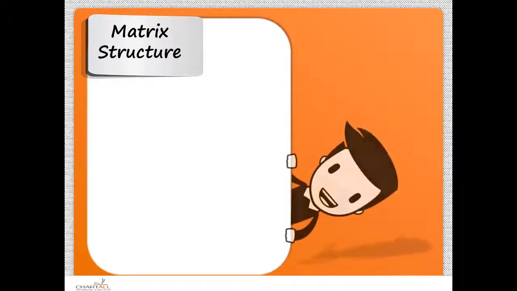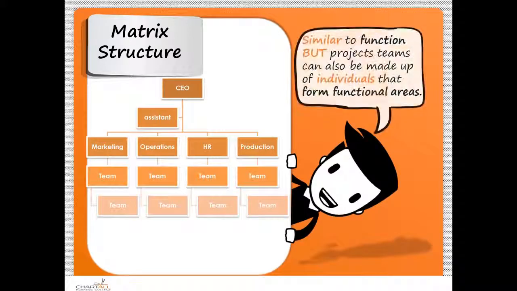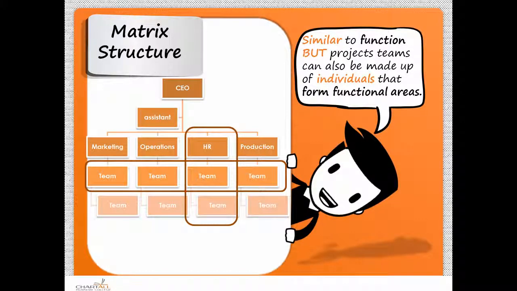So a matrix structure is similar in all the other functions, but with project teams as well that can be made up of individuals from each functional area, and so there could be an overlap, and so different areas would be supporting projects. Now, the pros of this is that because you have an overlap between different resources and different projects, you have a cross-pollination of ideas, and it creates a lot of flexibility, and it builds individuals that can multitask and can organize themselves just temporarily for new product launches.